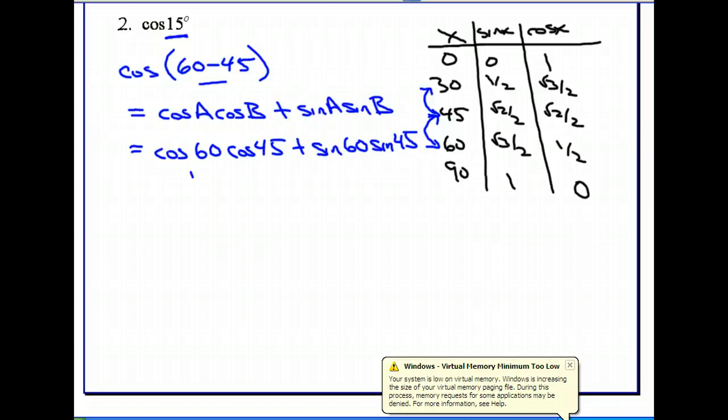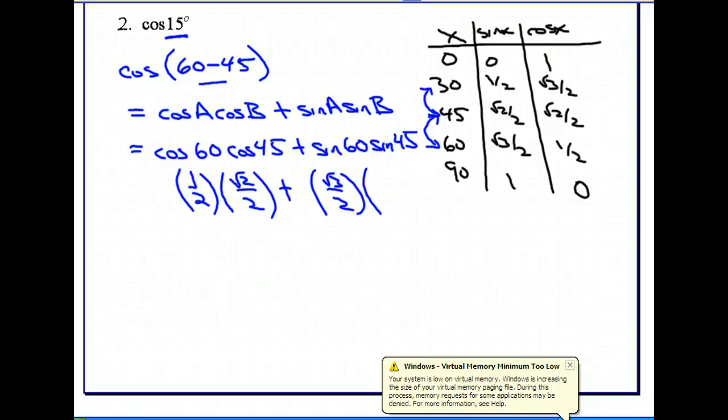Cosine of 60, look. It's a half. Maybe you don't need the chart. Maybe you have these memorized. 45, square root of 2 over 2. Sine of 60, square root of 3 over 2. Cosine of 45, square root of 2 over 2.